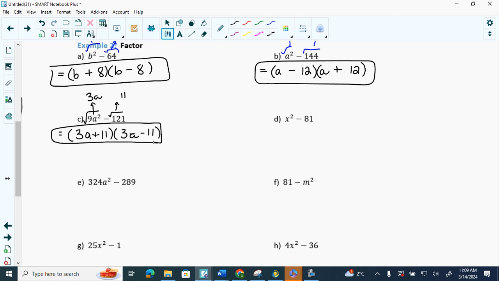Okay, this one, x squared minus 81. Can I take anything out of both of those? GCF of any sort? No. Square root of x squared, x. Square root of 81, 9. So I get x, 9, 9, minus, plus, or plus, minus, it doesn't matter.